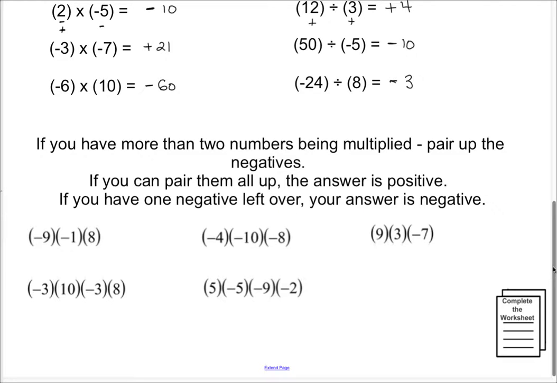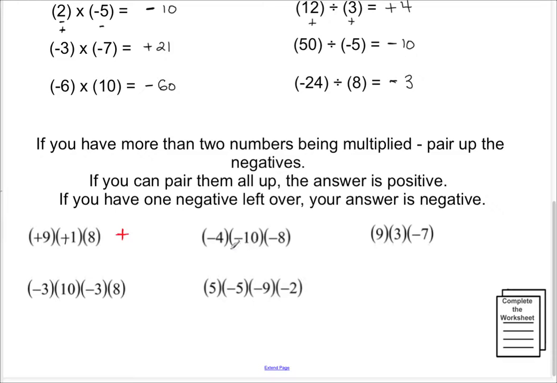So let's take a look at that. This one, here's two negative signs. I can pair them up. Maybe I should do this with a different color so it looks different. So if I can pair them up and I've got none left over, this is going to have a positive answer. Now I'm not even going to figure this out, because I can punch it into the calculator and do 9 times 1 times 8. It turns out to be 72, but I'm not even worried about that right now. I know you can use a calculator, so we're not going to go over how to punch it into the calculator. We're just going to figure out how to get rid of those signs and figure out whether our answer is going to be positive or negative.